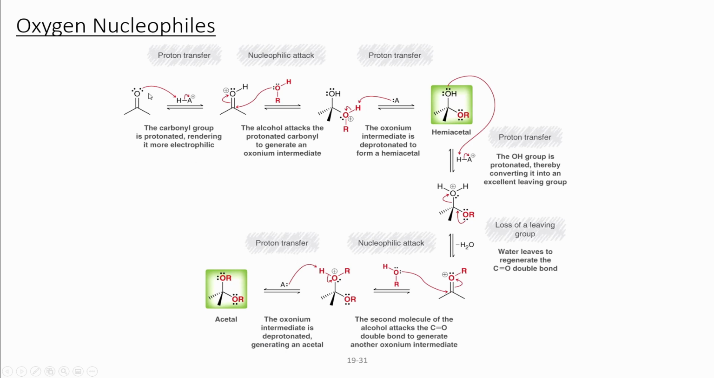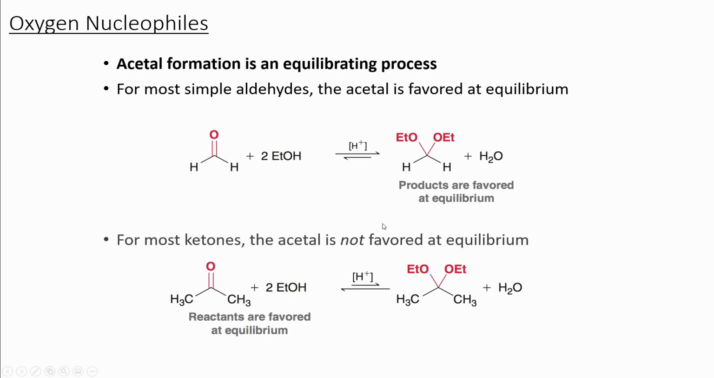So we can go from the ketone to the hemiacetal after one series of proton transfer, nucleophilic attack, and proton transfer. And then the hemiacetal is converted to the acetal after another sequence of proton transfer, loss of the leaving group, nucleophilic attack, and proton transfer.